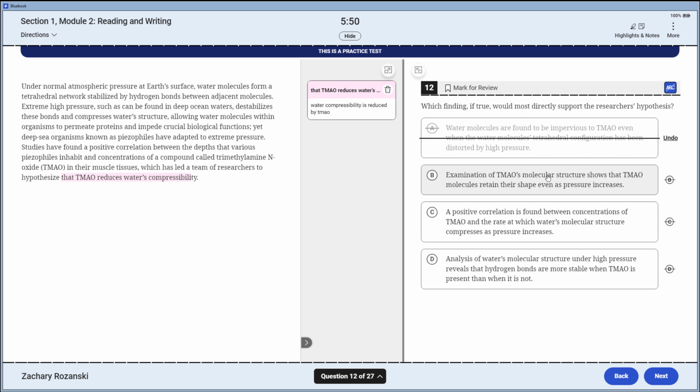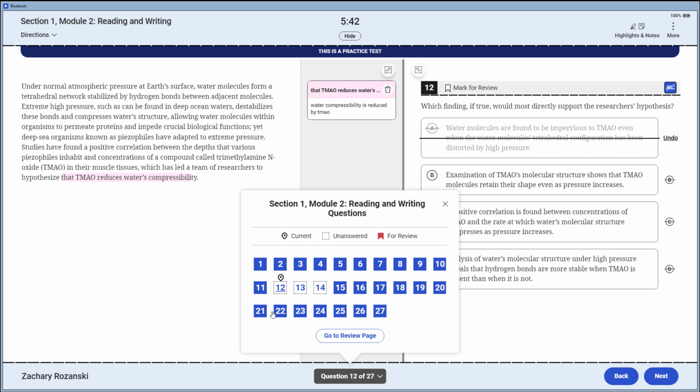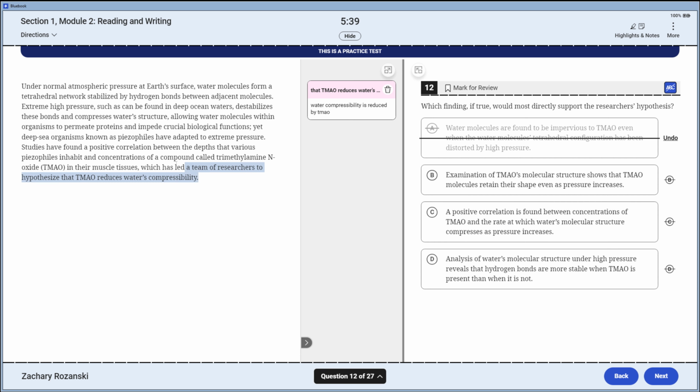We seem to have a positive relationship between these two things, so it seems to be okay on the superficial glance. A positive correlation is found between concentrations of TMAO and the rate at which... I'm going to skim for how fast something happens. I don't have anything about speed, the rate at which it falls. Analysis of water molecule structures under high pressure reveals that hydrogen bonds are more stable when TMAO is present than when it's not. When I look at my claim, I'm trying to prove that TMAO isn't just good under depth.